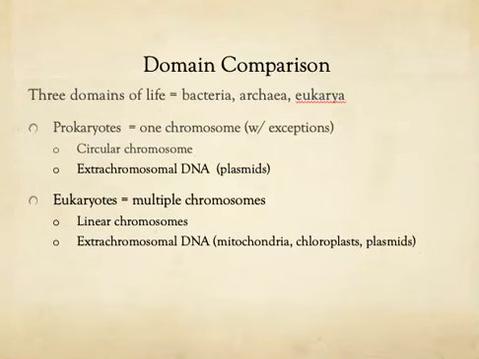Eukaryotes are very different. Eukaryotes have multiple linear chromosomes. Interestingly, though, eukaryotes also have extra chromosomal DNA that we sometimes forget about. They have a small amount of DNA in their mitochondria. They have a small amount of DNA in their chloroplasts if they are photosynthetic. And occasionally, eukaryotic cells will contain plasmid DNA. Some of the lower single-celled eukaryotes, particularly, are known to carry plasmids.